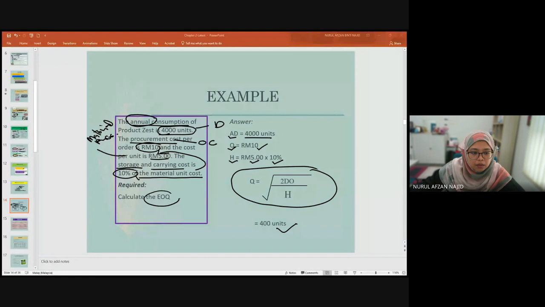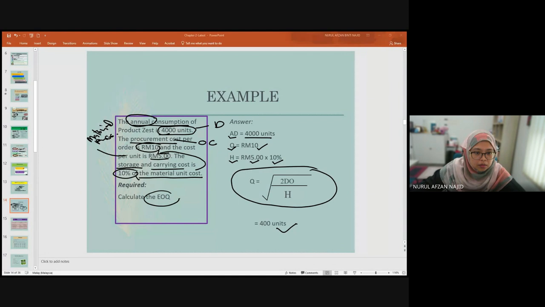Okay, Atira, did you get the figure? Karen dapat? Okay, good. Aikal, kenapa? You dapatkan Aikal? Atira dah dapat dah? Dah. Okay, dapat. Aikal dapat. Alright.